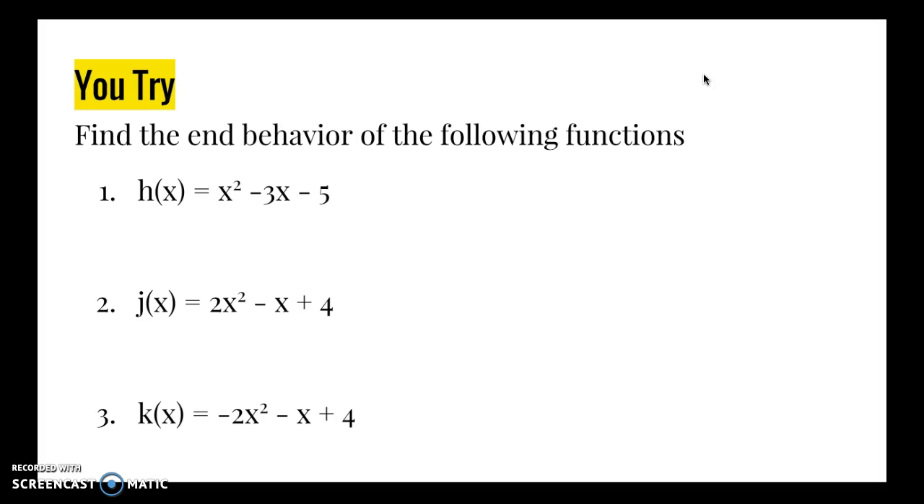So take these three and try them out. Again, pause the video so that you're able to work them out, and then we'll test our answers together.